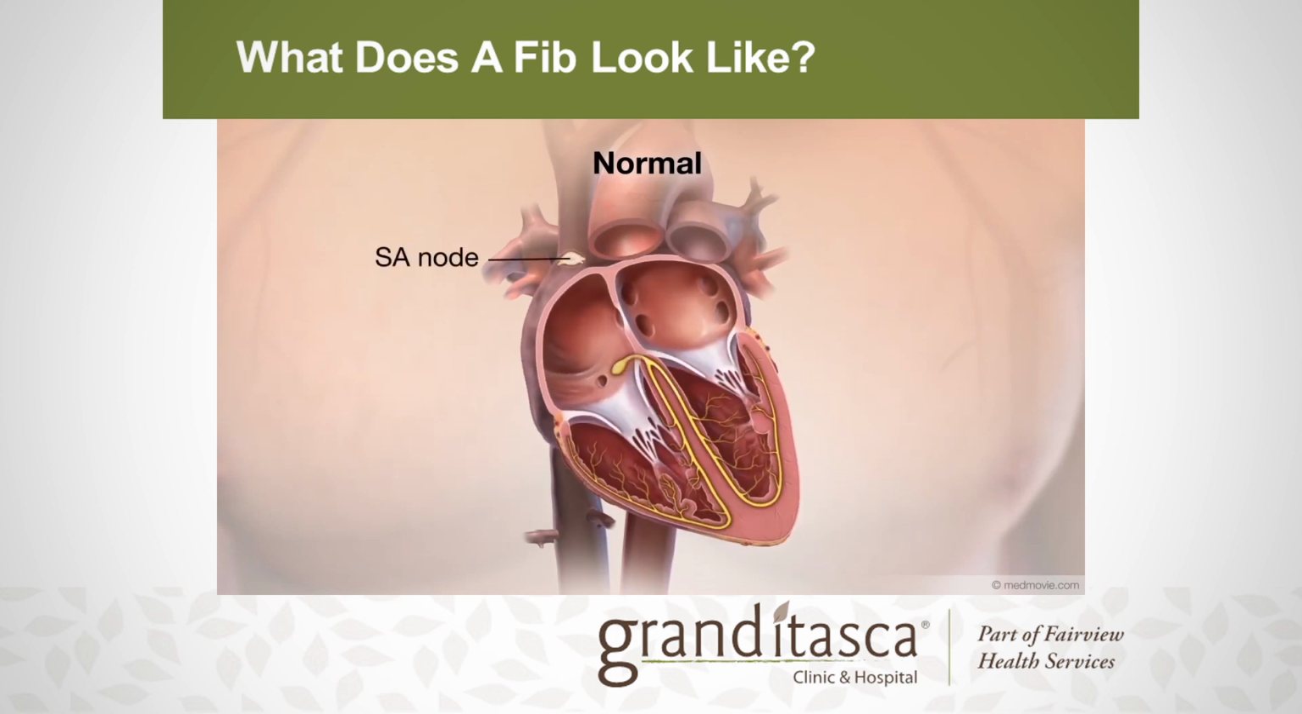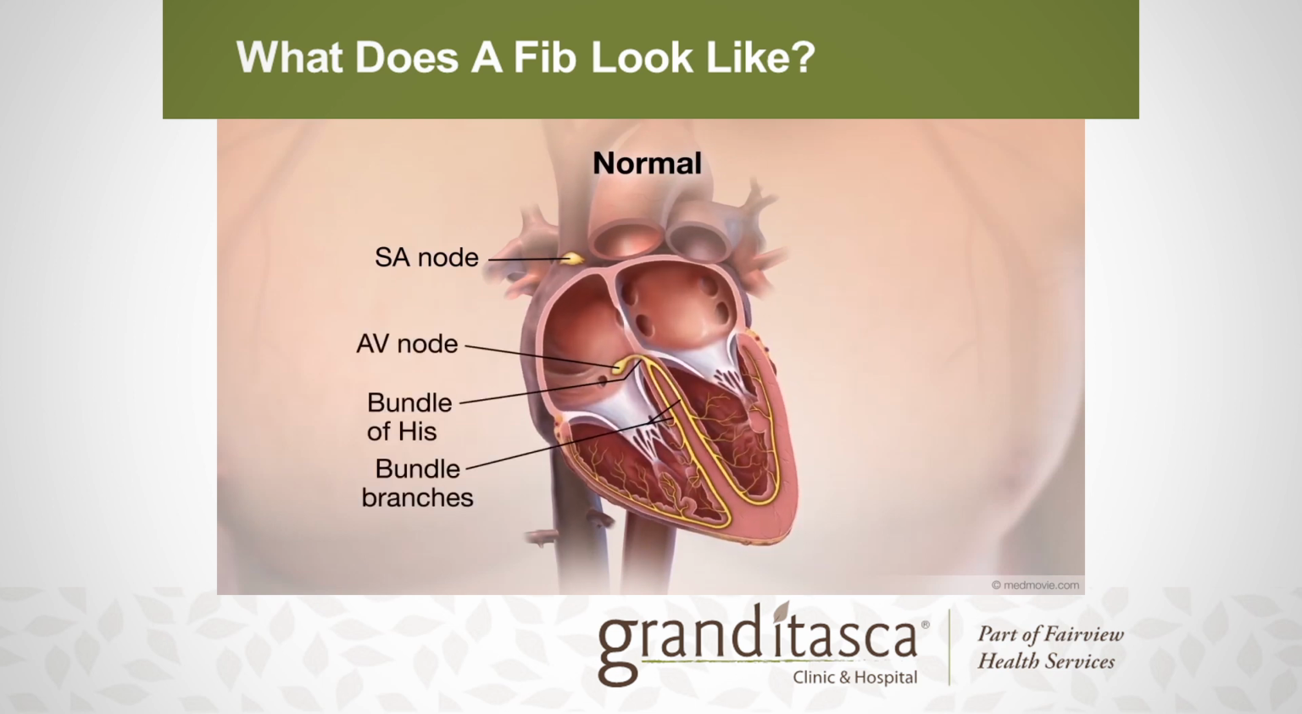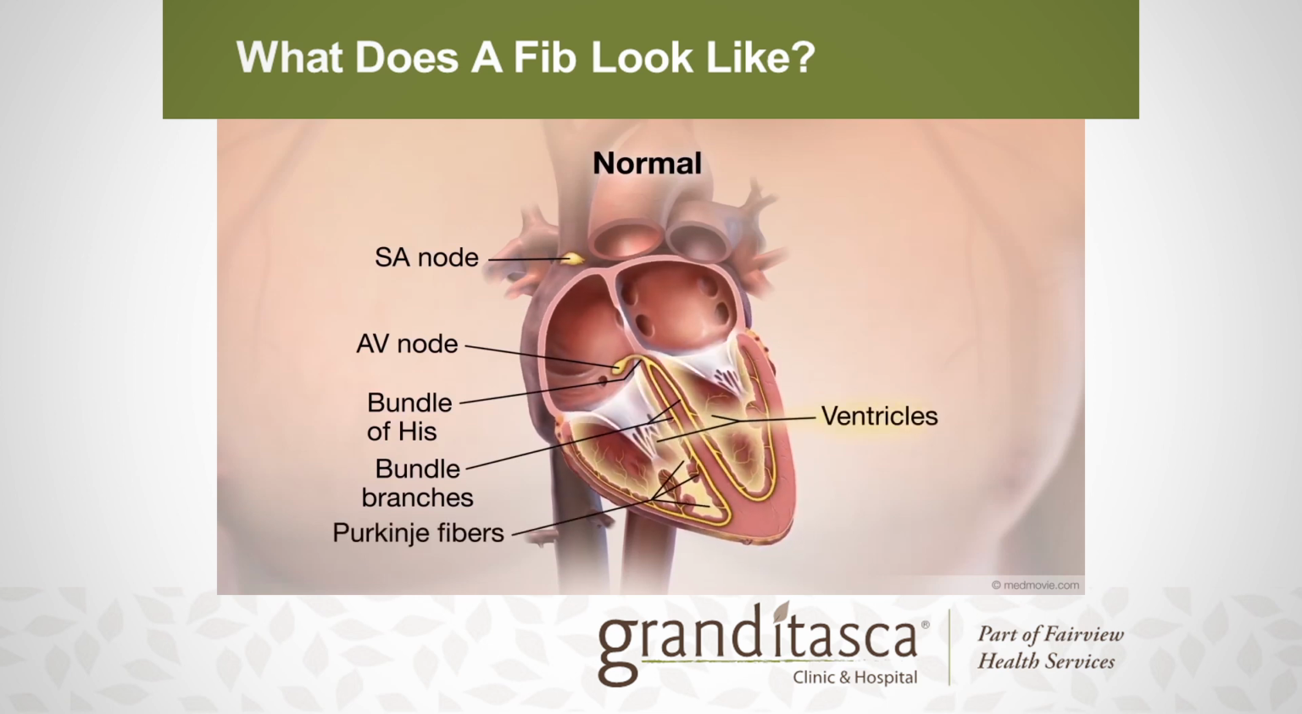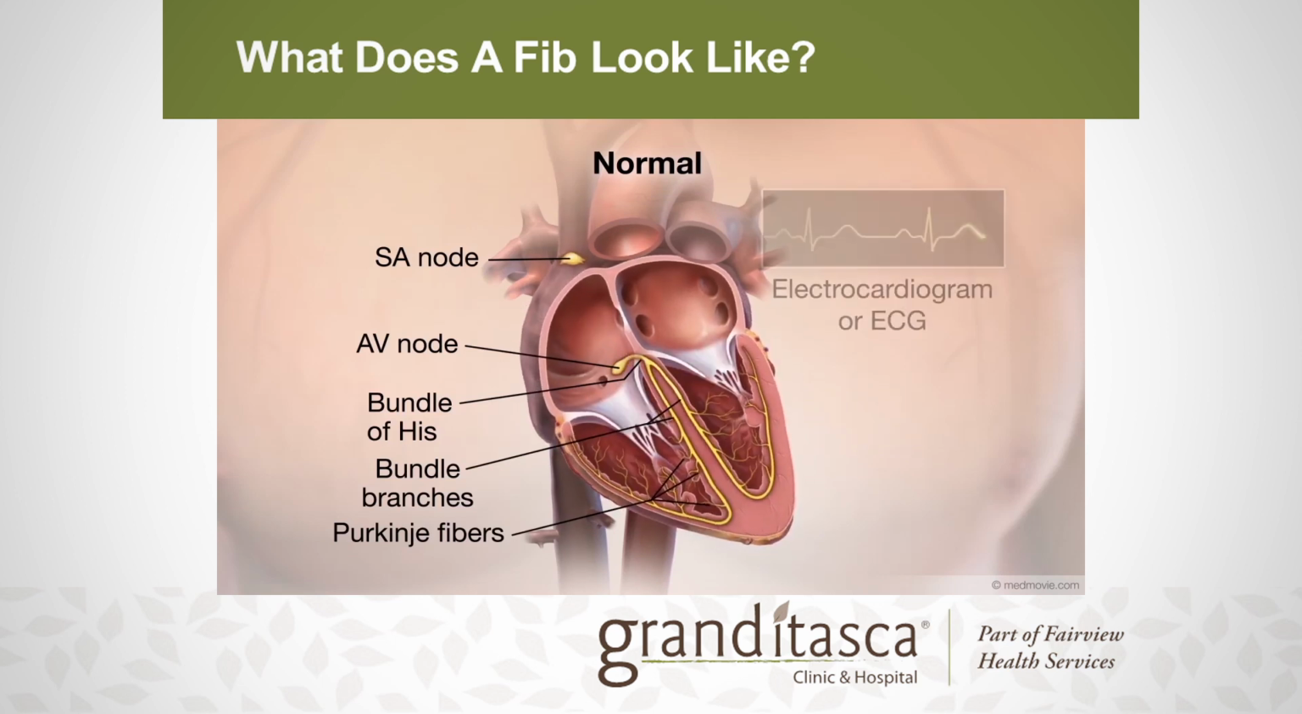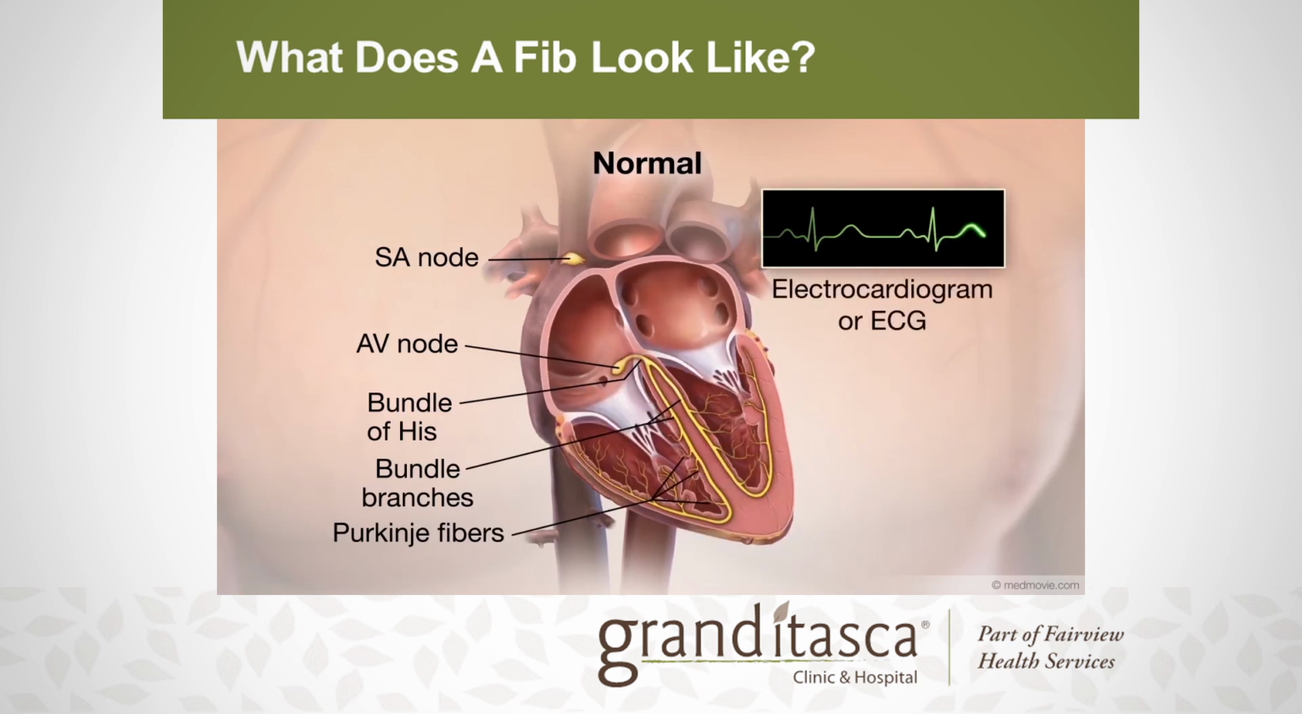The SA node starts the heartbeat, causing the atria, or upper chambers of the heart, to contract. The signal then travels through the AV node, the bundle of His, bundle branches, and Purkinje fibers. This causes the ventricles, the lower chambers of the heart, to contract. The flow of electrical signals produces a normal heartbeat. Normal heartbeats can be seen on an electrocardiogram, or ECG.